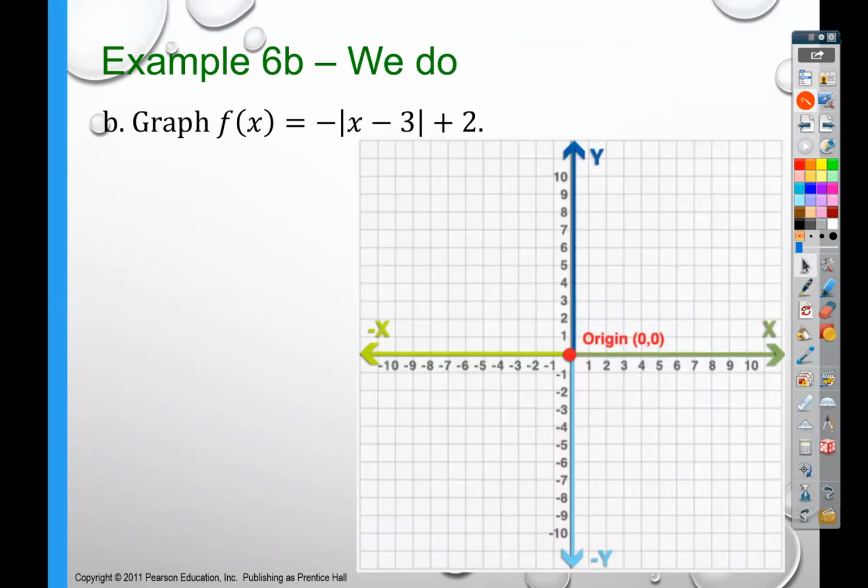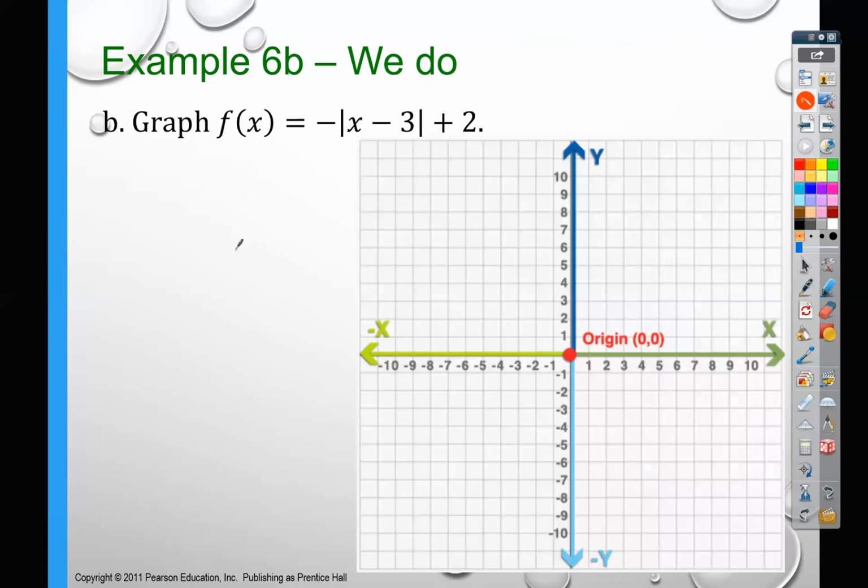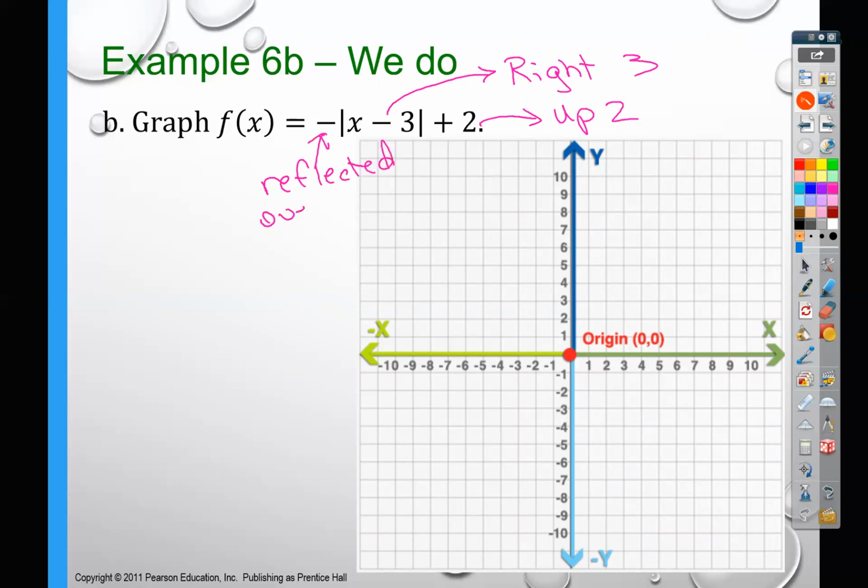All right, 6b. So this is another absolute value graph that we're reflecting. So the negative 3 means what? To the right 3. The plus 2 means what? Up 2. The negative sign means reflect over the x-axis. All right, so instead of going like our parent graph, we're going to go to the right, 1, 2, 3, up 2, 1, 2, and we're going to reflect, which means that it's pointing downward now, so it looks like this.